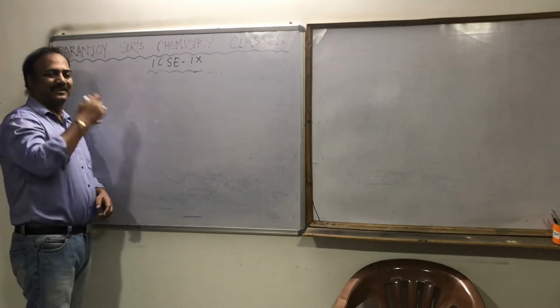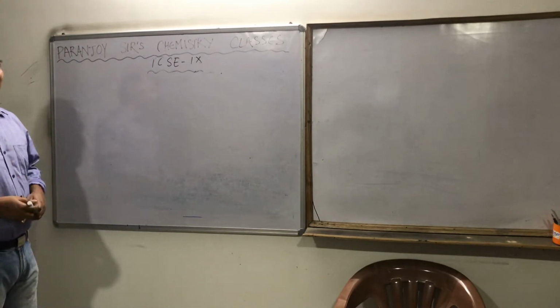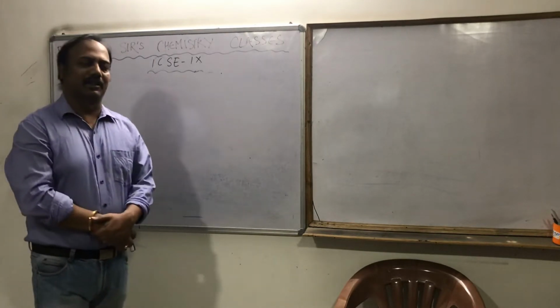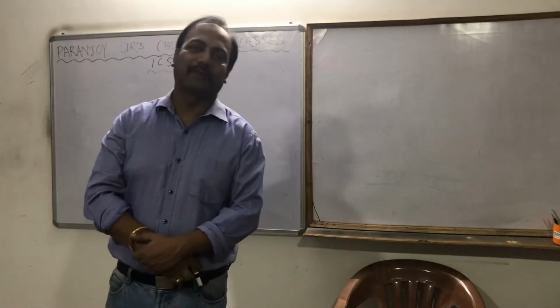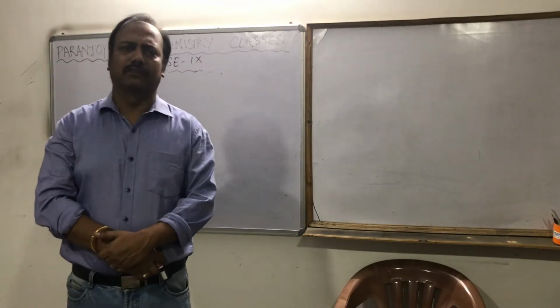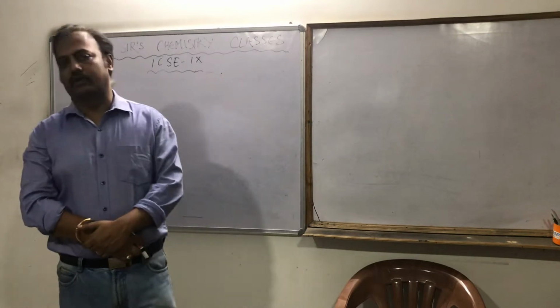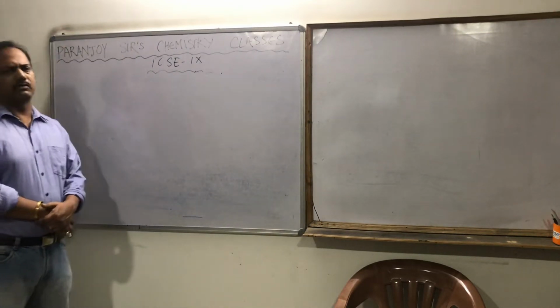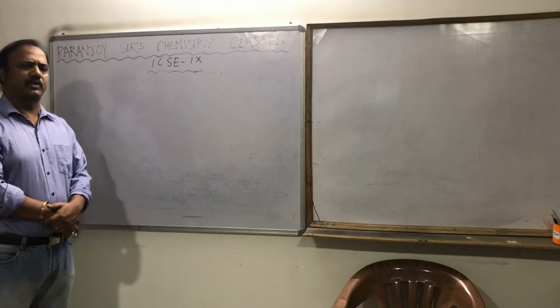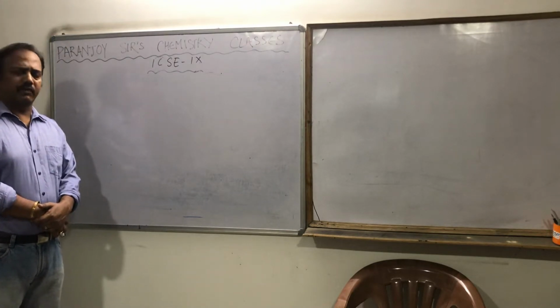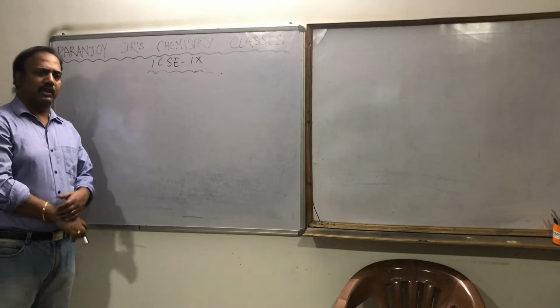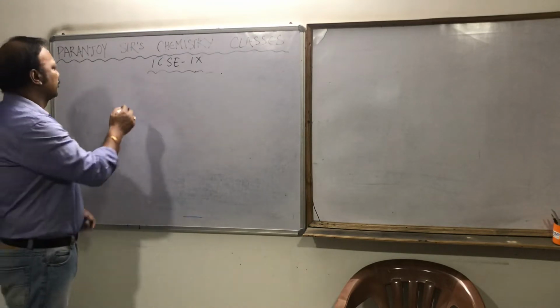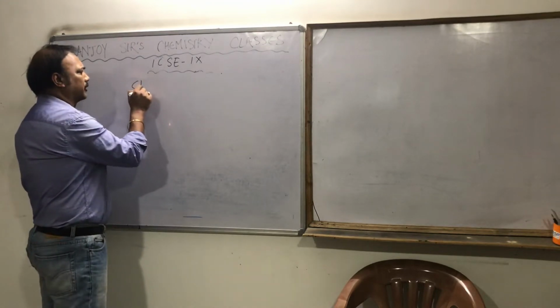Now, last class we had done how to write down the chemical formula. We know radicals, we know the valency, and we know how to write down the chemical formulas. We had done a lot of questions related to that also. Okay, now the next thing we are going to do is chemical reaction.